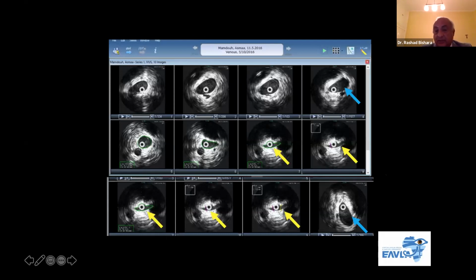IVUS is indeed very helpful in identifying the exact location of the lesion. So helpful to tell us where to put the stent exactly, where is the proximal end and where is the distal end. It's very helpful indeed.